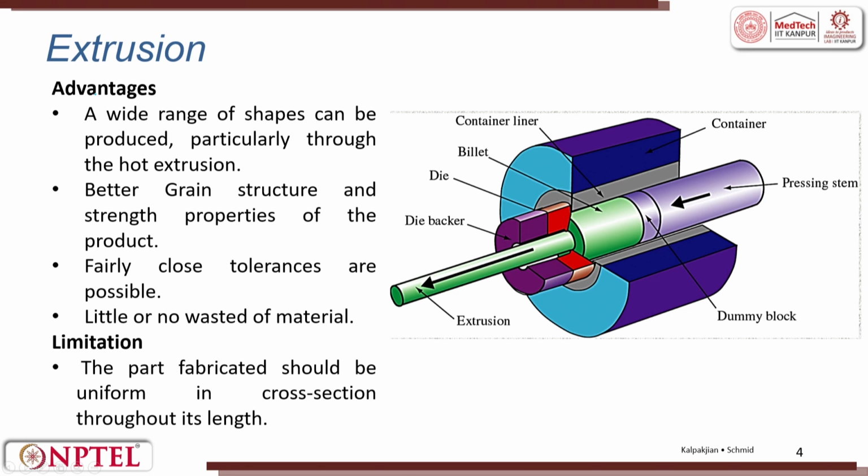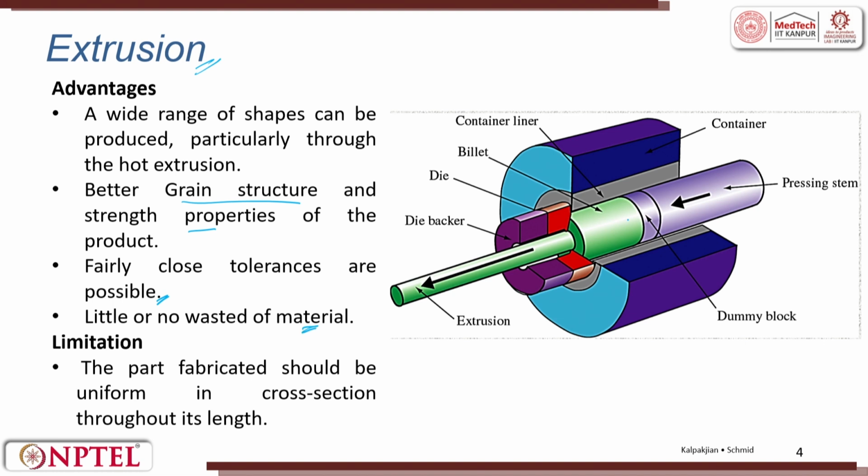The advantages: a wide range of shapes can be produced, particularly through the hot extrusion process. Better grain structure and strength properties of the product are achieved through extrusion, as in any of the metal forming processes. Very close tolerances are possible. That means whatever comes out is directly a near net shape; you do not have to do any machining. And the last one is that there is little or no wastage of material.